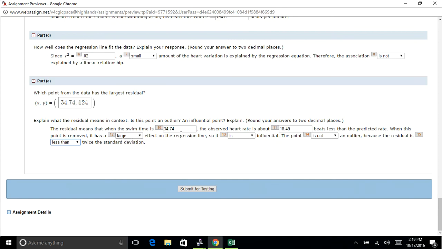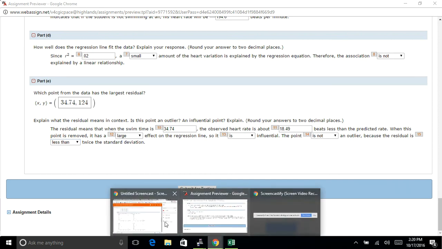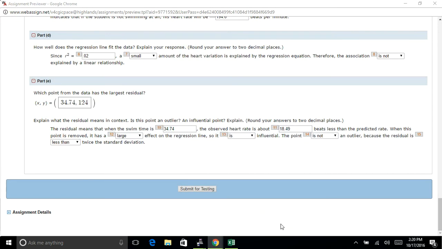So what I'm doing here is showing which point it is, and then saying, for that x, this is the x value, this is the residual. If I took that point out, it would have a large effect because that residual is a lot bigger than all the other residuals. So it's influential. That doesn't mean it's an outlier, because it's not beyond twice the standard deviation. If it had been a positive residual, it would have been greater than twice, and you have to think of it in that way. Let me know if this one helps or not. I know it's really confusing and kind of difficult, but take your time and it should click.